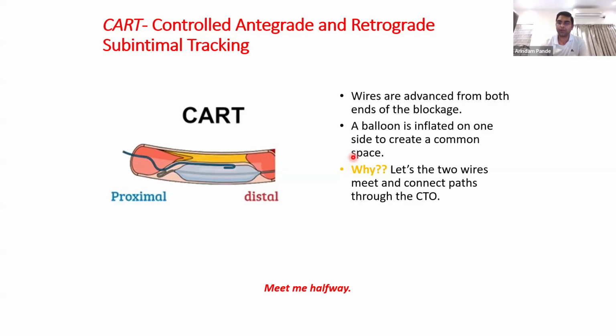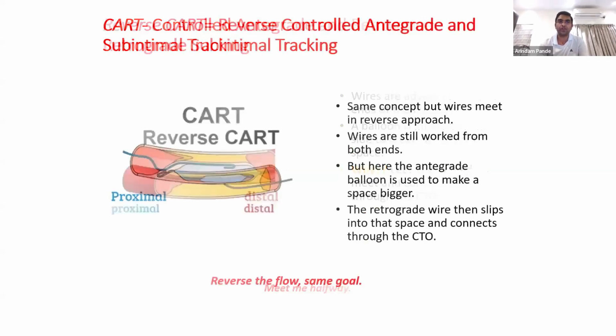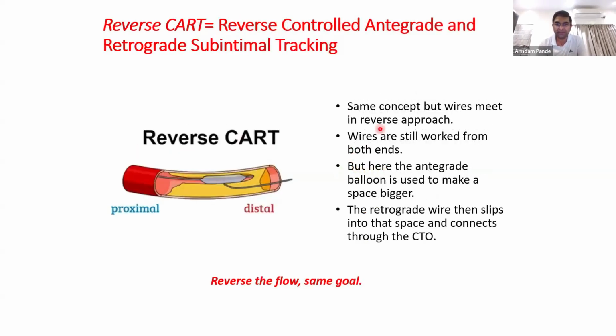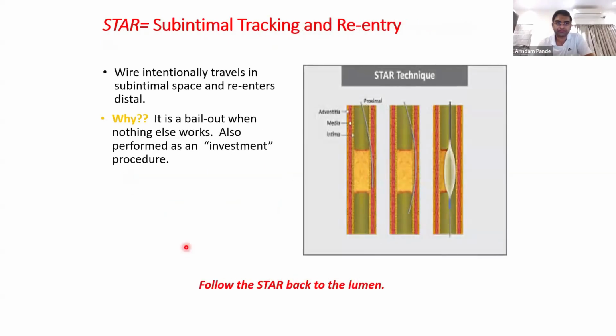So generally, what we are doing is known as reverse CART. The theory is very similar to CART, but the antegrade balloon is used to make the space longer. And the retrograde wire then slips into the space and connects to the CTO segment. So this is known as reverse CART. It is very important. If you are doing retrograde, then you should be very much accustomed with reverse CART.